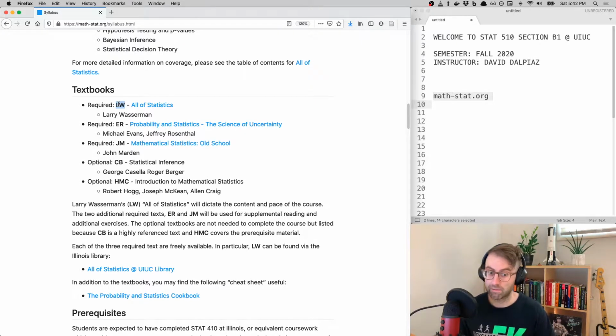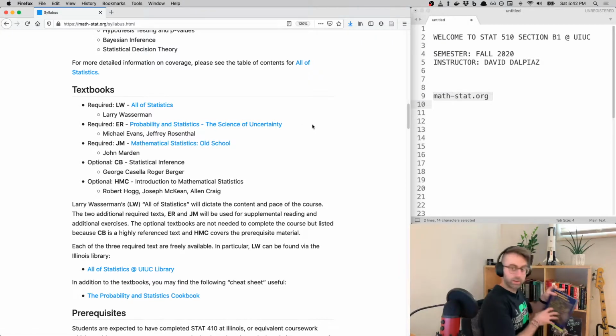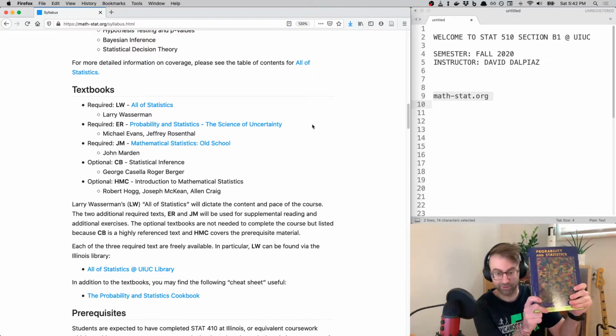It is not free, unlike all the other ones I'm about to list. However, it will be free to you as a student of the University of Illinois. More on that in a second. This next book is Probability and Statistics: The Science of Uncertainty. I actually have a copy of it. It looks like this. Don't get this.